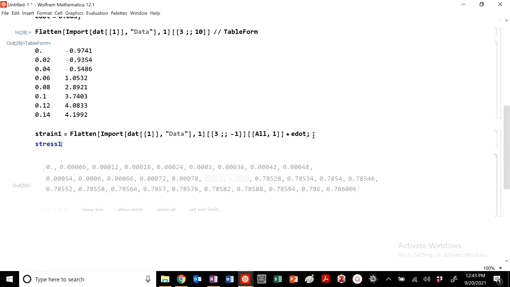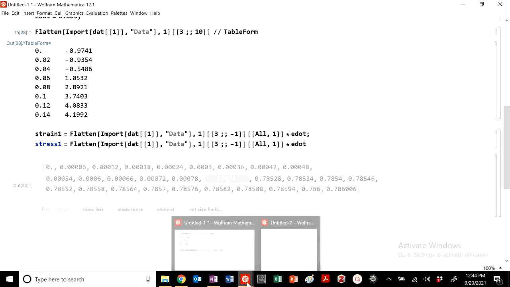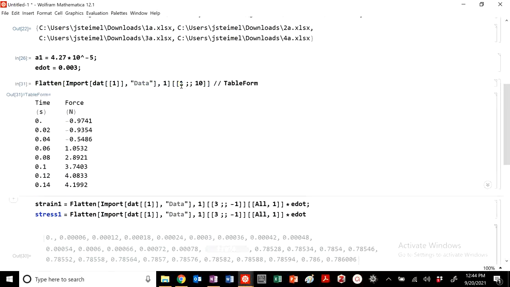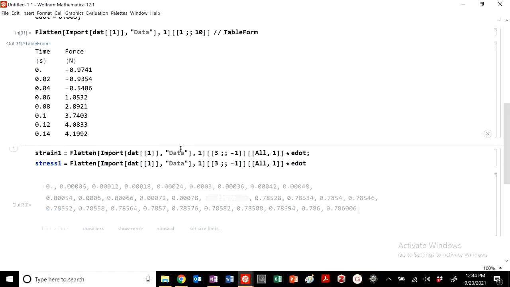My stress 1 is going to be equal to the same thing, except, so this is force. What was that force in? Let's take a peek back at this. Force is in newtons. Okay, very, very nice and clean there. So my force is in newtons, so I want the second column, and then I want to do divided by A1. So that's going to be my stress.